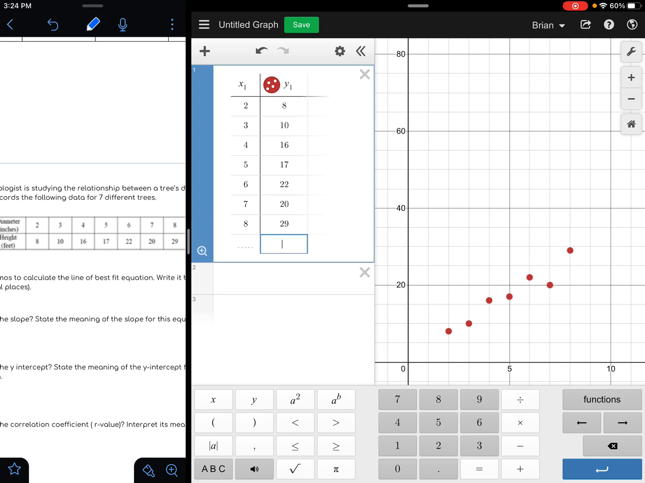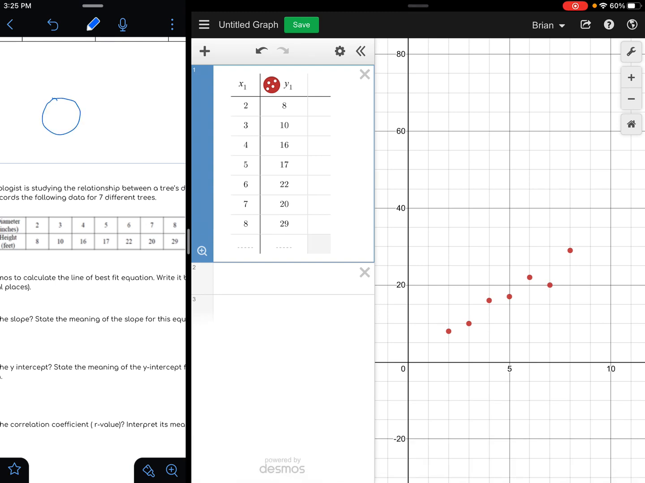Again, x would be the diameter. Remember, diameter, for you guys who aren't as familiar with that term, is the distance across a circle. So if you look at a tree and you're looking down through the trunk of the tree, we're looking at how far across the tree is. All right, so that's the diameter. And then, of course, the height of the tree.